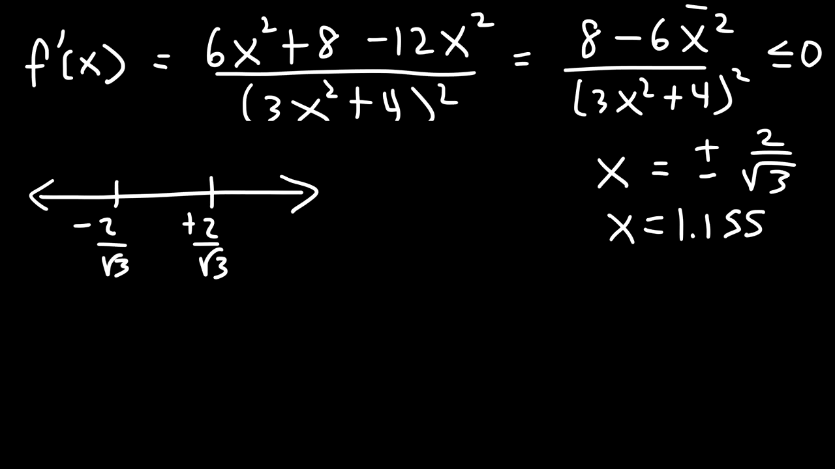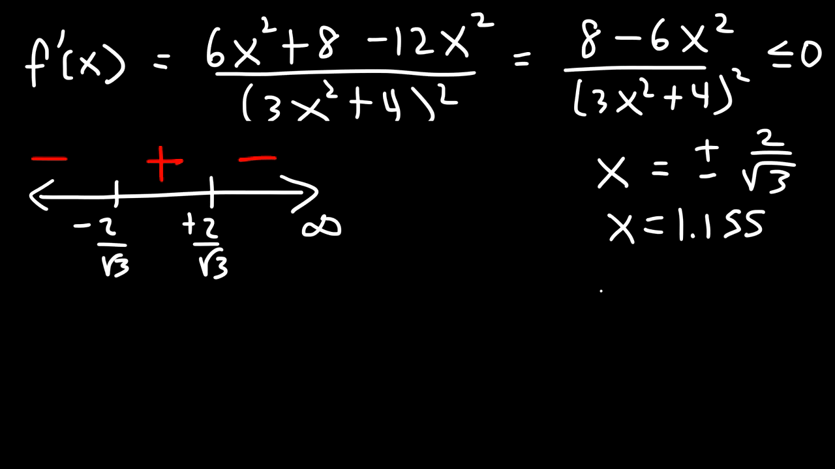If you plug in 2, this will be negative, but on the bottom, that's always going to be positive. So this is negative in this region. Now if we plug in 0, 8 minus 6 times 0 squared, that's 8. And the bottom will still be positive. So therefore, this will be positive in this region. And then if we plug in, let's say, negative 4, the numerator will be negative, and the bottom will be positive, so this is going to be negative.